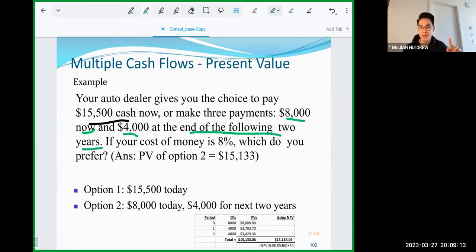All right, the cost of money. You see there are various terms that are used. In this sense, cost of money is 8%. Which one would you prefer? Option 1 is you just pay 15,500 now. And option 2, we are going to have various things. I'm going to go over to Excel to show you how to do it, even though the answer is below here. But if you can, try to follow me on Excel so you can see how to type in the formulas.